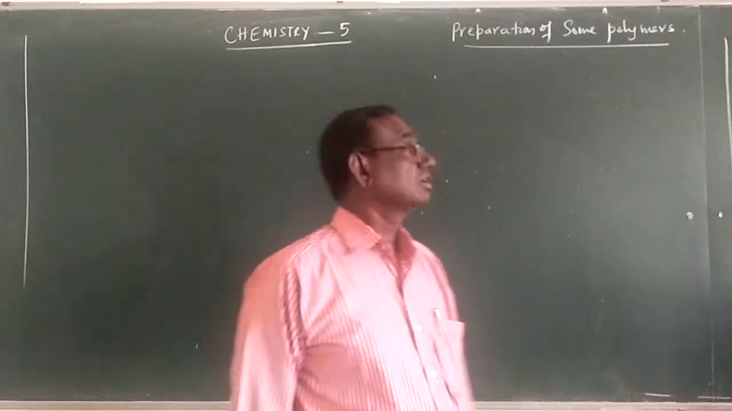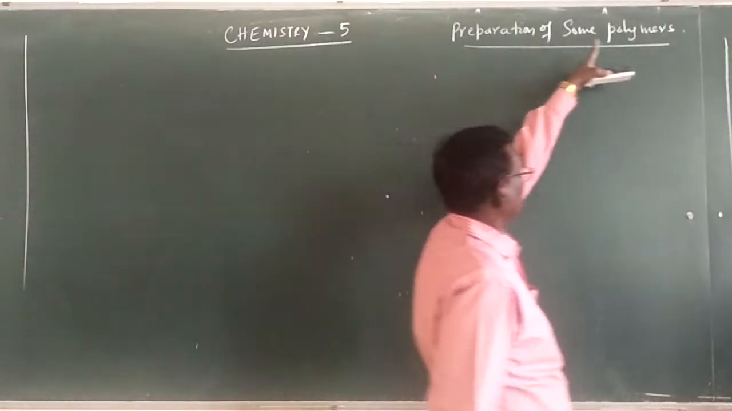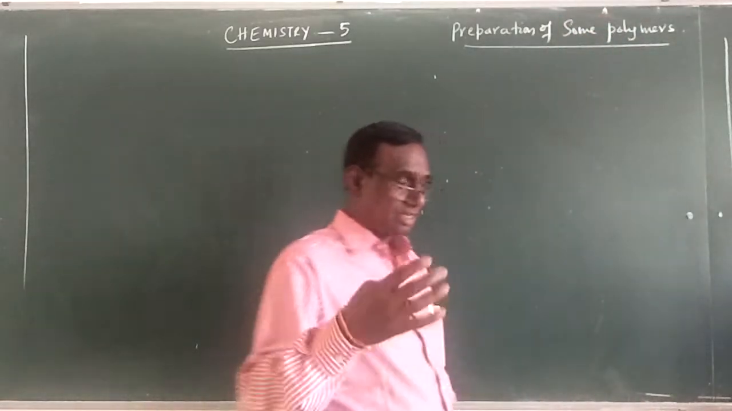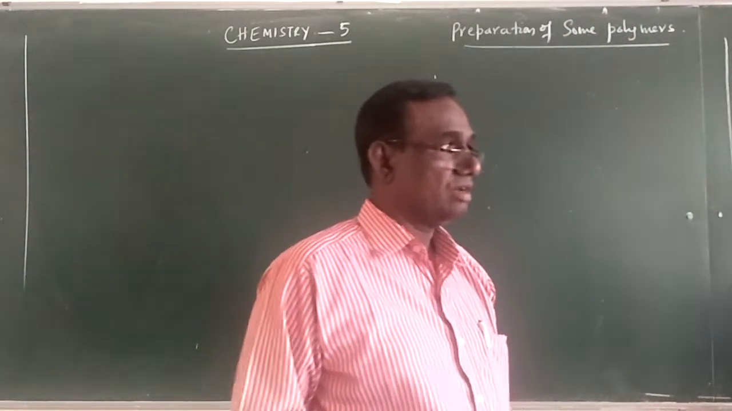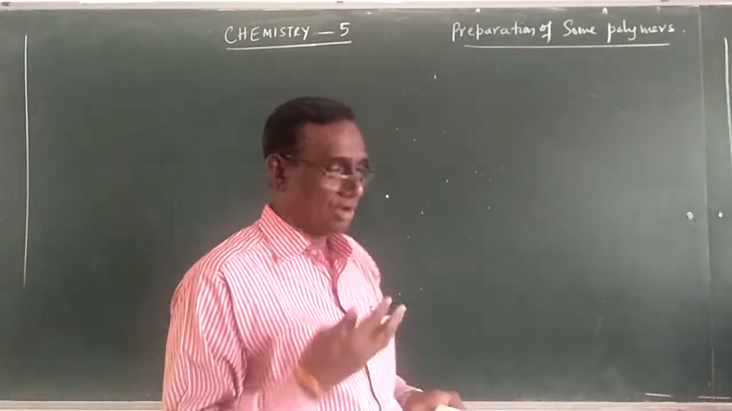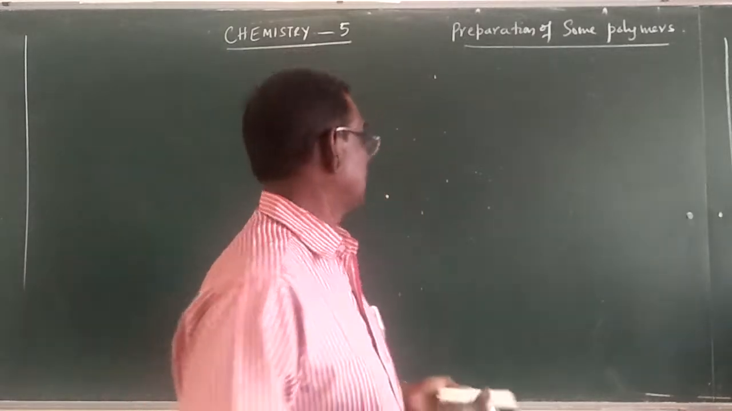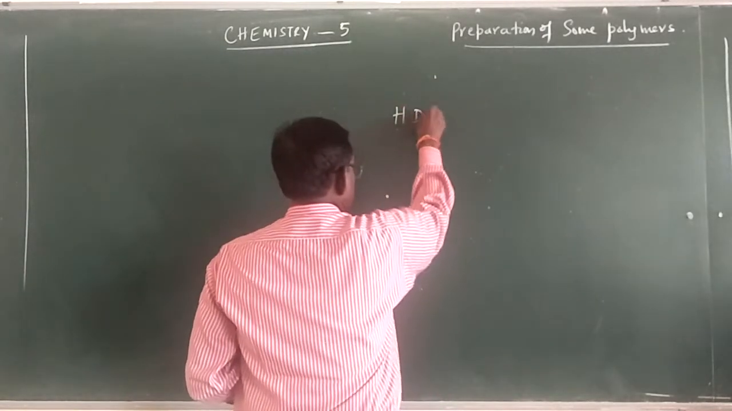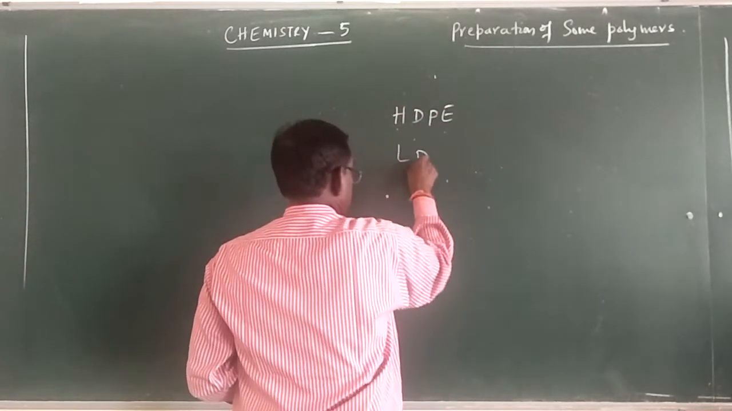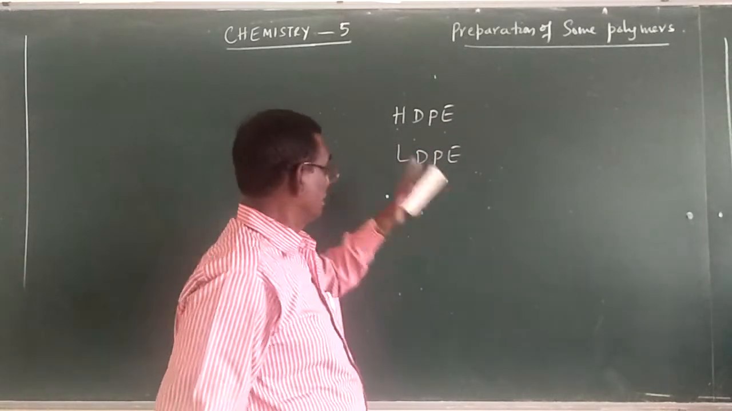Dear students, today I am going to take chemistry 5, that is preparation of some polymers. Yesterday, we prepared two polymers, polythene. In polythene, we have two types: high density polythene, HDPE, and low density polythene, LDPE. We have prepared these two polymers.